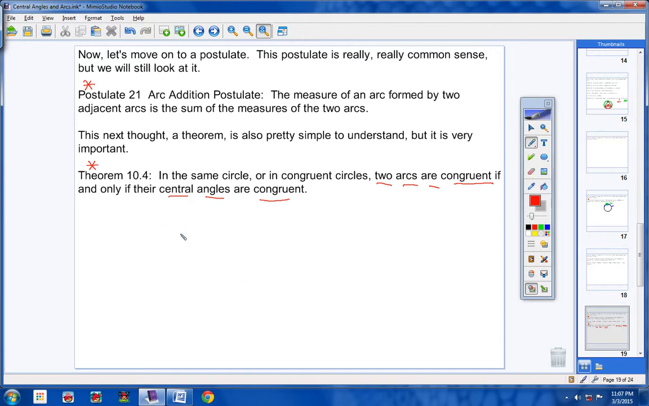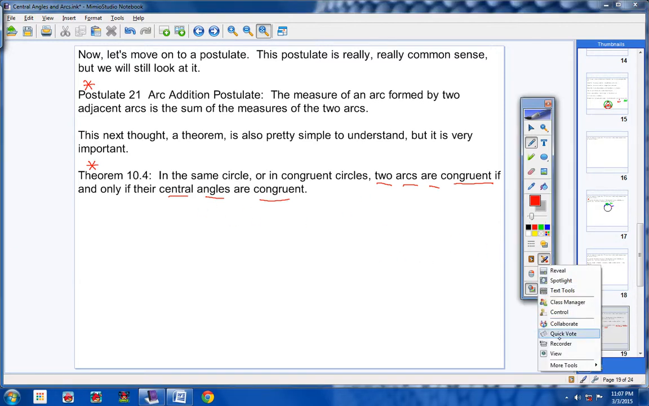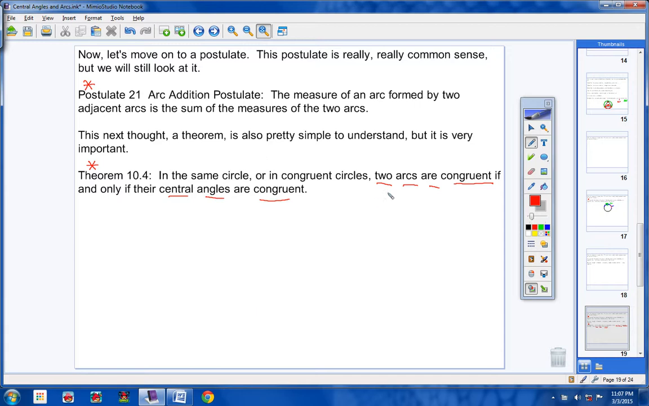Okay, now please listen to me. It's saying two arcs are congruent if their central angles are congruent. But it's also saying two central angles are congruent if their arcs are congruent. Okay, so understand what that if and only if is talking about. So let me say that one more time. This theorem is saying two arcs are congruent if their central angles are congruent. It's also saying central angles are congruent if their arcs are congruent, okay? Now, notice it says in the same circle. So let's talk about that, okay?